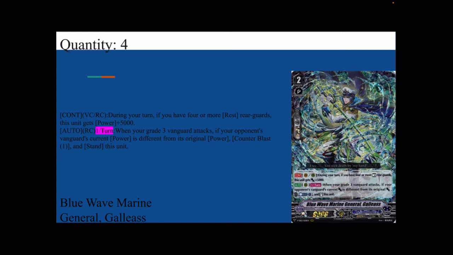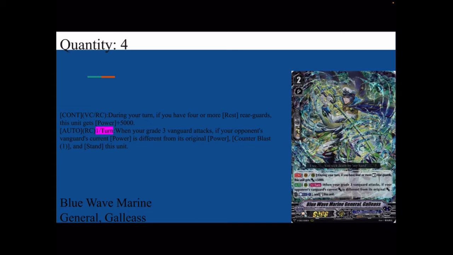And also, auto rearguard circle once per turn. When your grade 3 vanguard attacks, if your opponent's vanguard's current power is different from its original, counterblast 1 and stand this unit. So that's very helpful. You can minus it. It just says different. It doesn't have to be less than. So if they pulled a trigger, all your plans don't get screwed over. I mean, the hitting gets screwed over to some form of an extent, but it doesn't screw over their abilities going off. So you get more attacks out of it, and all around, which is really helpful.